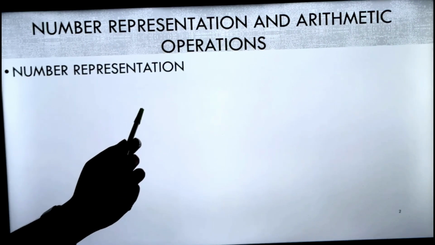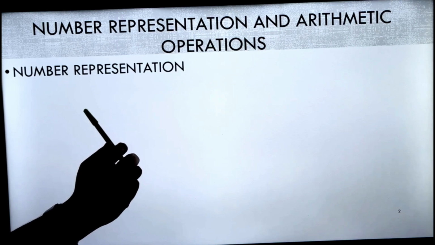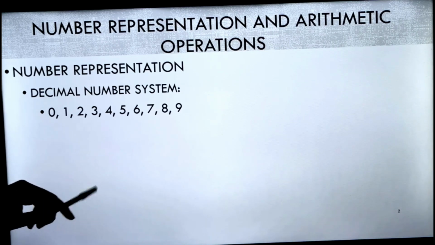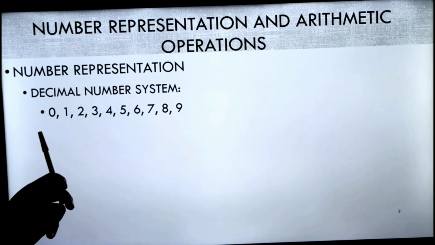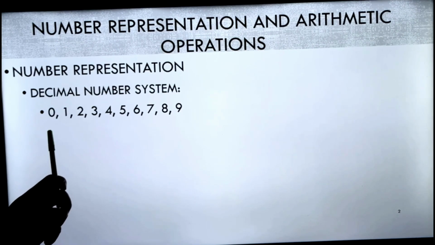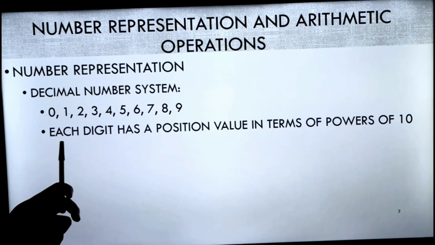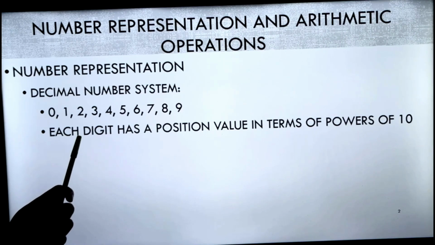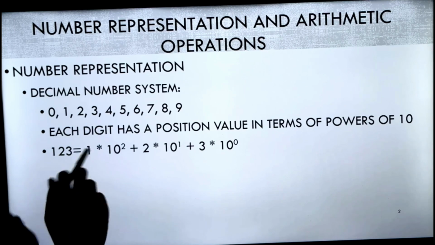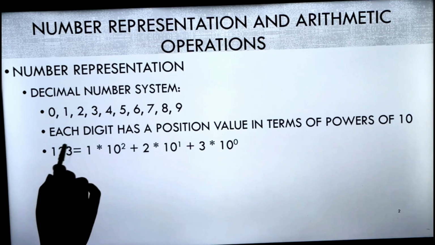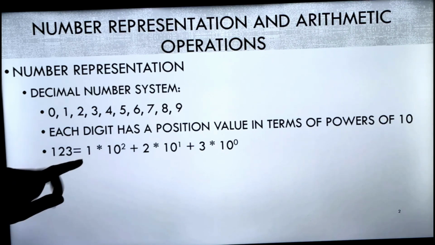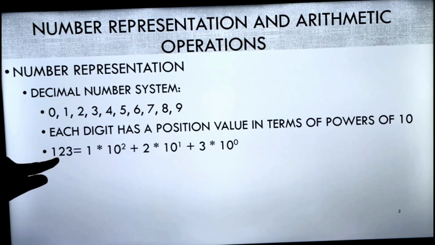In number representation, the most famously used representation is, number one, the decimal number system. What is a decimal number system? A number system which can be represented using some digits. What are the digits? 0 to 9. So we can use any digit to represent the number. And how to represent a decimal number? Each digit has a position value in terms of power of 10, right? If I write 123, then 1 into 10 square, 2 into 10 to the power 1, 3 into 10 to the power 0. Finally we'll sum all these and we'll get 123. We know all these things, right? This is nothing new for you.